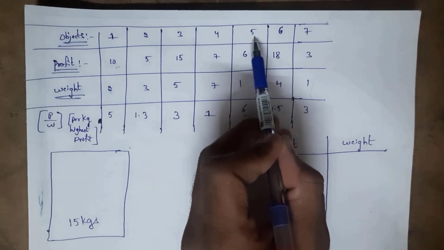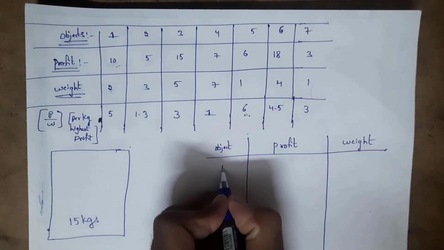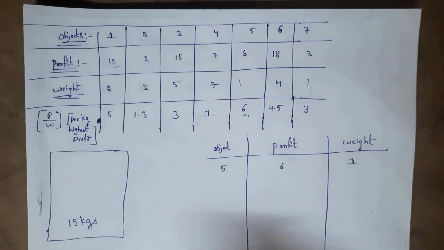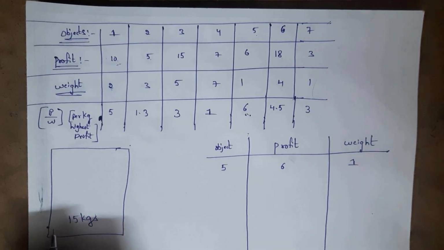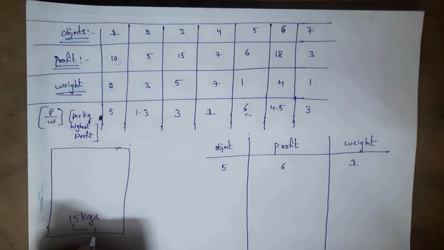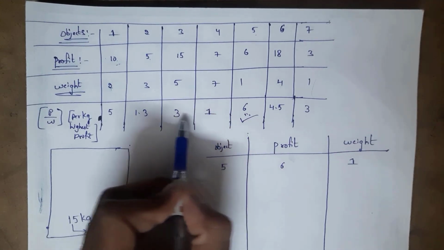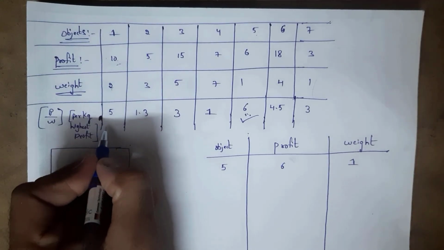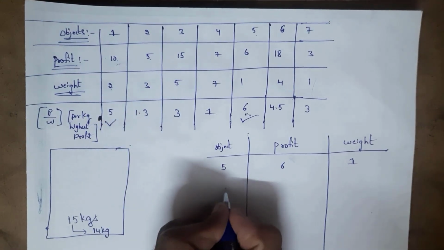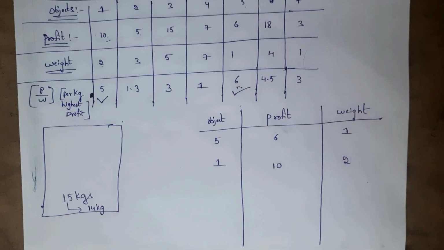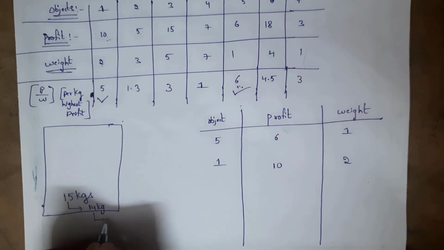So I am selecting object 5. Profit is 6 and weight is 1. I placed object 5, weight is 1, so the remaining weight is 14 kgs. After object 5, which has the highest profit per kg? That is 5. So I am selecting object 1. For object 1, profit is 10 and weight is 2. 14 minus 2, that is 12, so 12 kgs left.